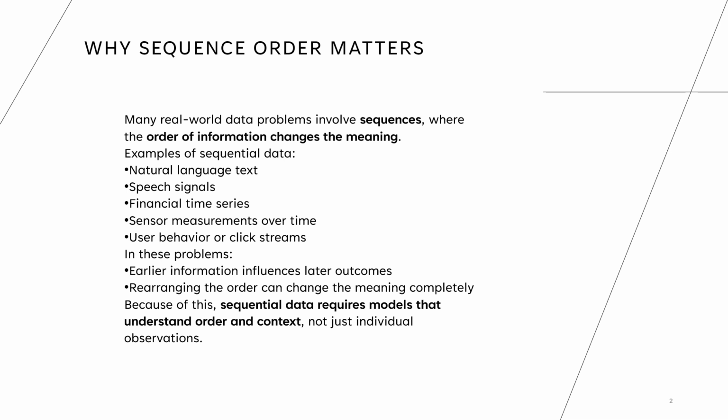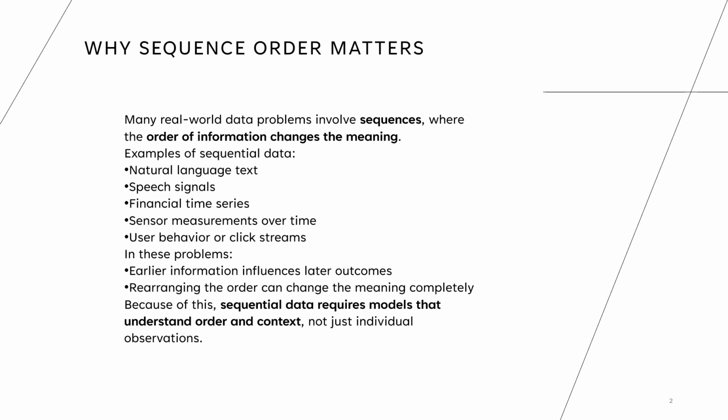Before we talk about recurrent neural networks, we first need to understand why sequences matter in machine learning. Many real-world problems involve data that unfolds over time. In these situations, the order of information is not arbitrary. It carries meaning. For example, think about language. If we change the order of words in a sentence, the meaning can completely change. The sentence, "The dog chased the cat," means something very different from "The cat chased the dog."